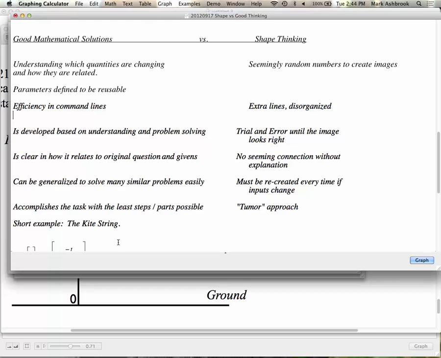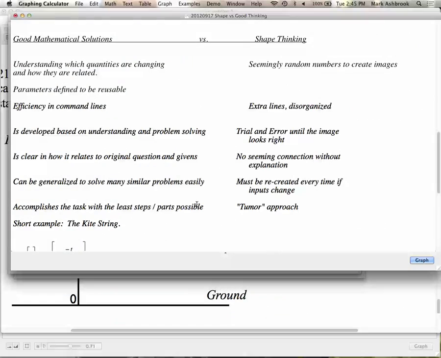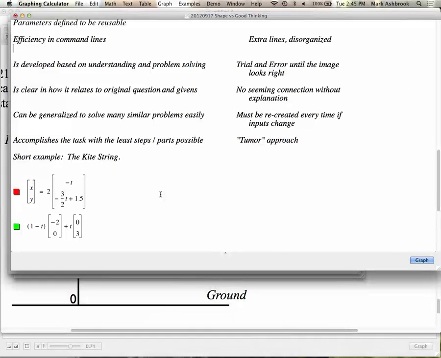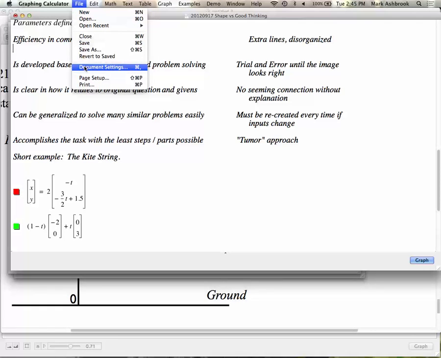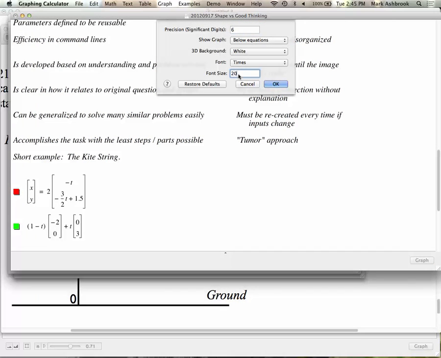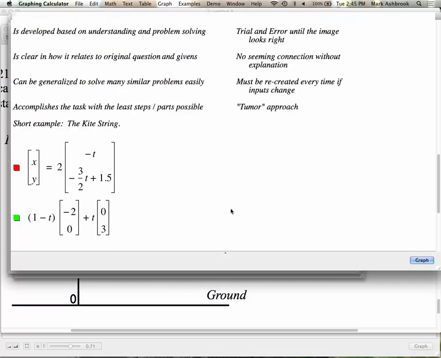So I was going to have you remember the kite string. Oh, I'm glad you let us use it. So I wanted to look at it. Can you read that? Is that big enough? So how do these two ways of doing the kite string reflect these things above? How do those two different ways of doing the kite string relate to these things about good problem solving and shape thinking?